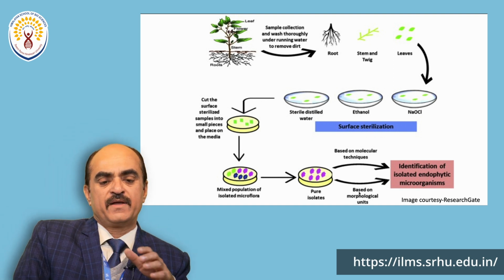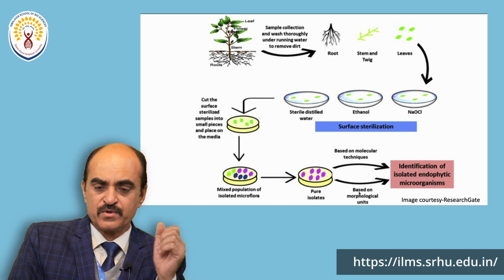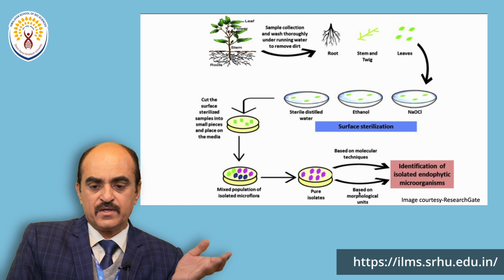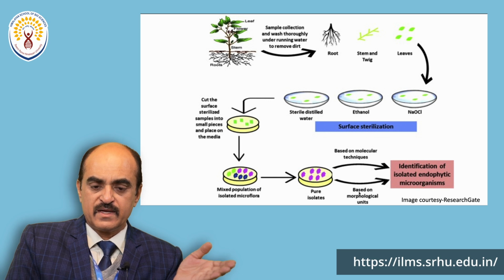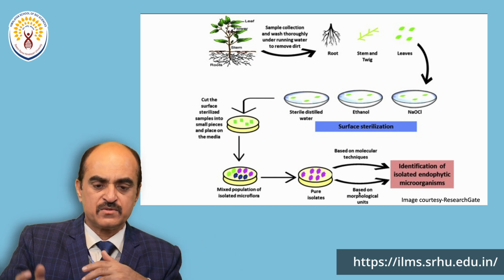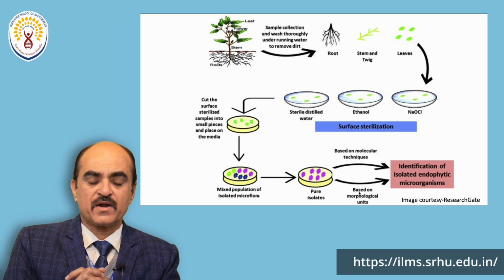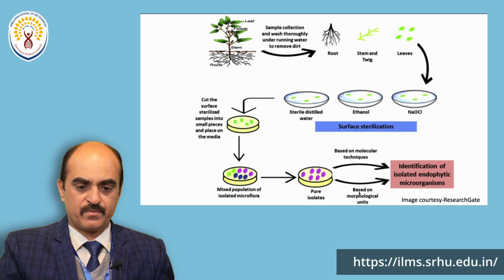This picture shows a plant, and for example you have taken root, or you have taken a stem and twig, or you have taken leaves. Then you use sodium hypochlorite to sterilize it. Then after that you sterilize using ethanol. Then you give several washes using sterile distilled water. 6 to 7 washings are required to remove any traces of sodium hypochlorite and ethanol.